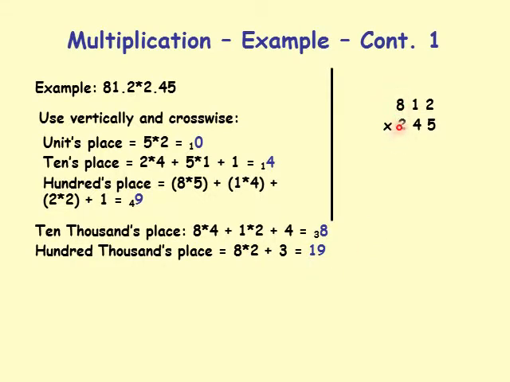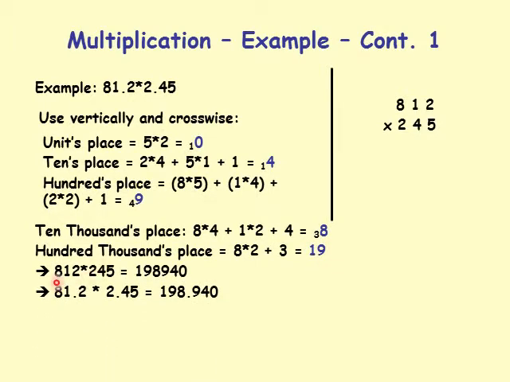8 times 2 is 16, plus this carry 3 is 19. Okay, and we're done with it, so there are no carries. We just say 19 here. So the result of 812 times 245 is 198,940, with a 0 at the end.